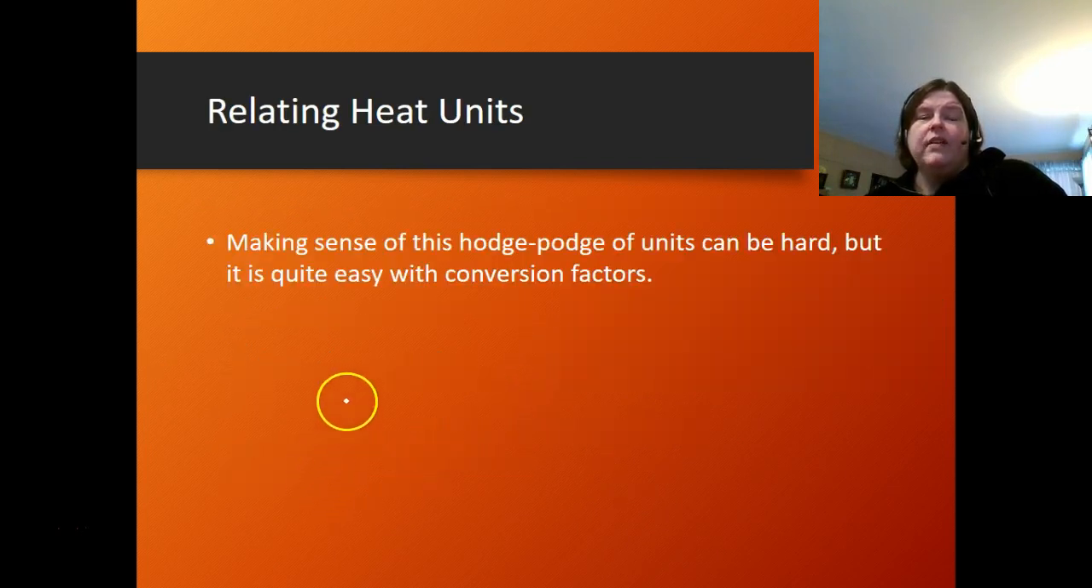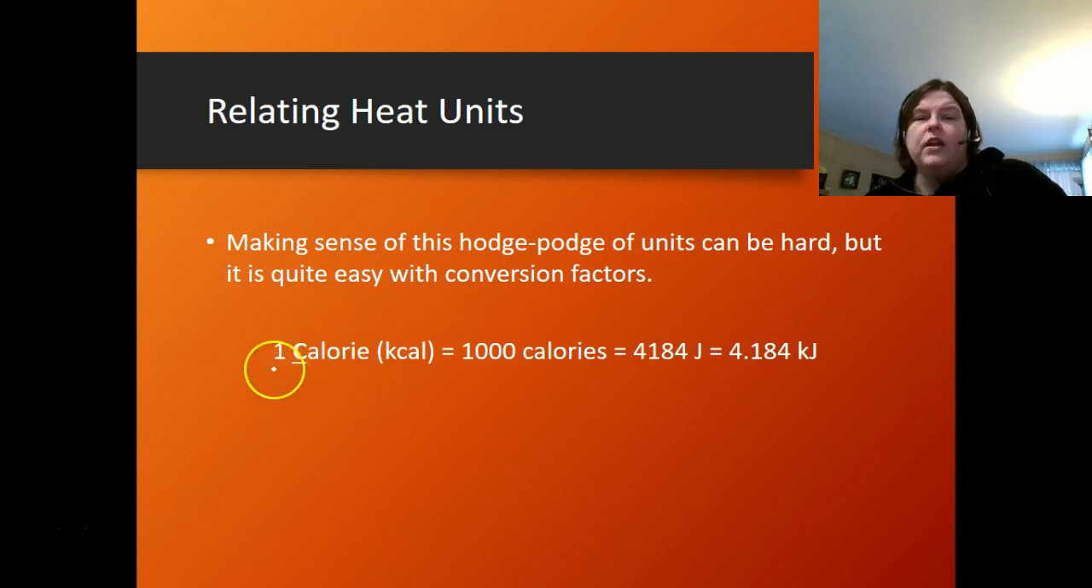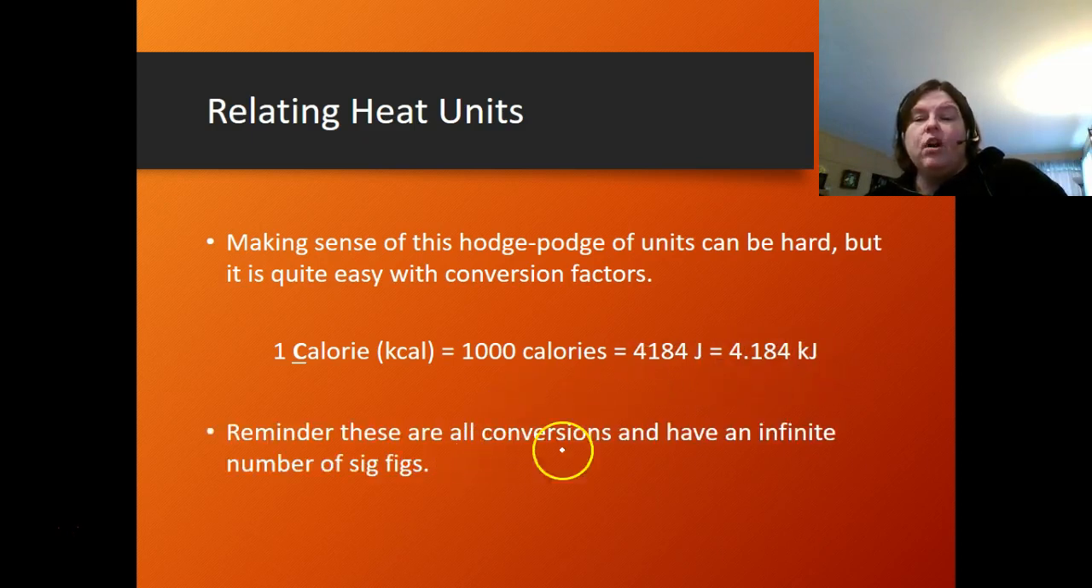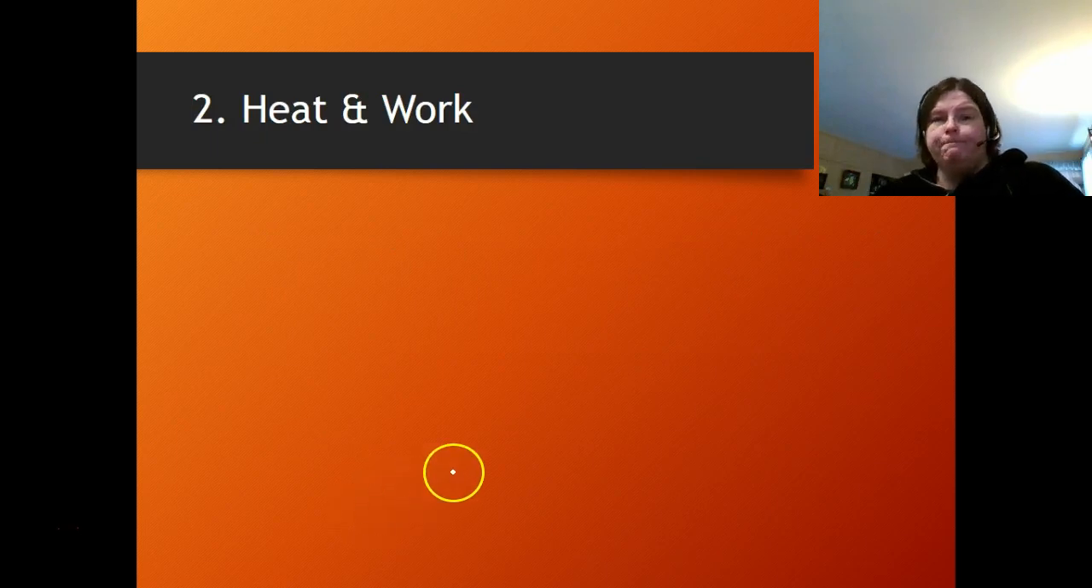So how do we relate these together? Well, there's a hodgepodge of units, and we use all of them, unfortunately. But like most things, we can narrow them down with conversion factors. So we can see 1 kilocalorie, or big C calorie, is equal to 1,000 calories, little c calories, which is equal to 4,184 joules, which is equal to 4.184 kilojoules. Okay? So these are all conversions. That means they have an infinite number of significant figures, and we don't have to worry about sig figs on that.